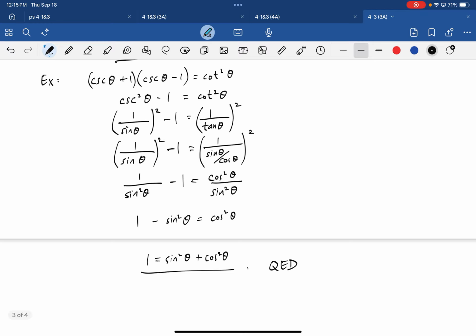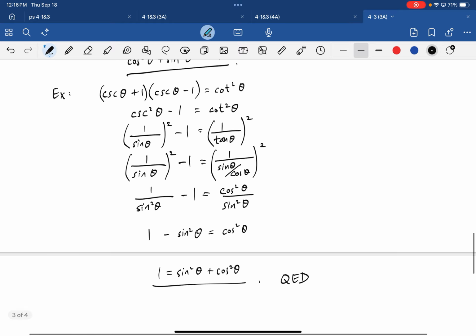Okay, give you guys another one. Mr. Nye, how did you go from the original problem to cosecant squared theta minus 1? Oh, this is a difference of squares factorization, right? So when we expand this, it simply becomes cosecant squared minus 1. Okay, any other questions?